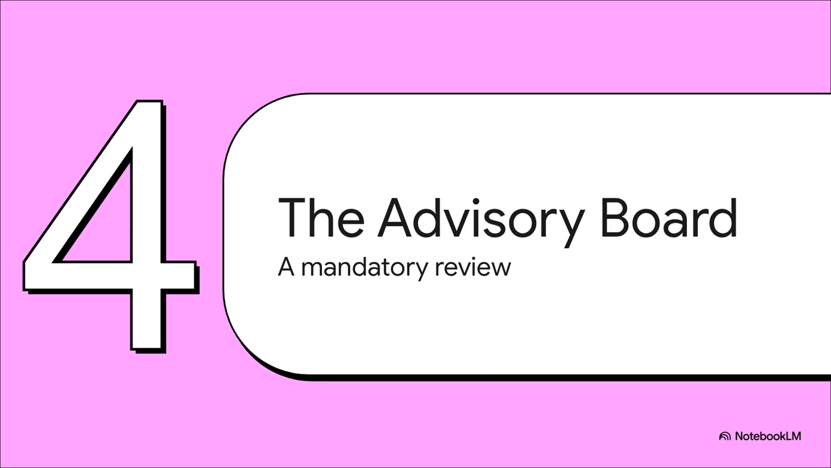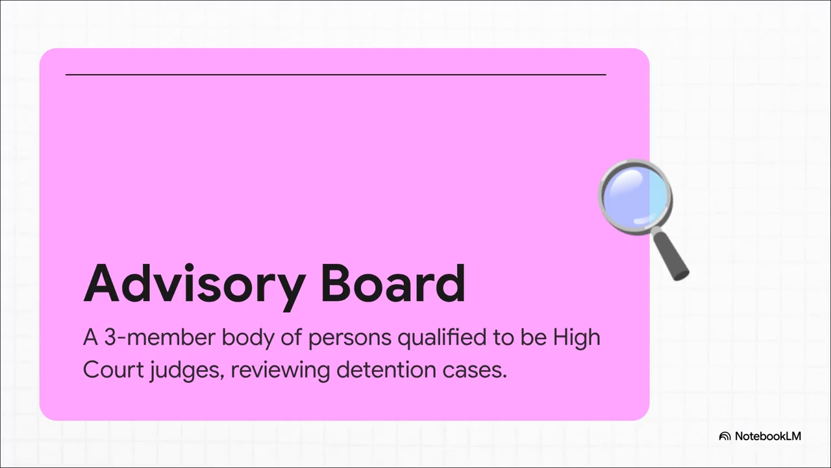So, with all this power given to the government, what is the main safeguard for the individual? It all comes down to a mandatory review process, which is handled by a special group called the Advisory Board. And who are these advisors? Well, Section 9 sets a really high bar. The board has 3 members, and all of them have to be qualified to be high court judges. In fact, the chairperson must be either a current or former high court judge, which is meant to ensure a serious level of judicial oversight.